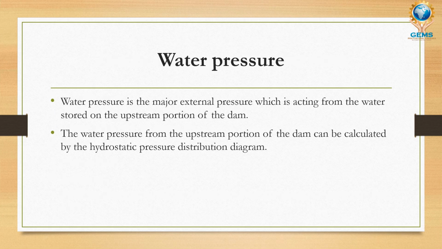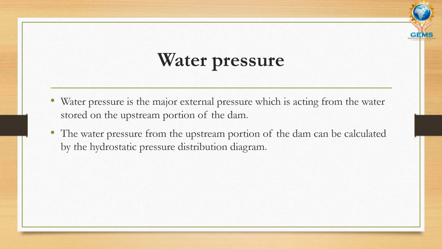As we saw in the previous slide, the first pressure acting on the gravity dam is the water pressure. Generally, the water pressure acts on the upstream portion of the dam, since the water stored behind the dam acts as an external force, a pressure acting on the body of the dam from its upstream side. This is a major external pressure. The forces keep increasing as the water level rises to its maximum pool level, or maximum capacity.